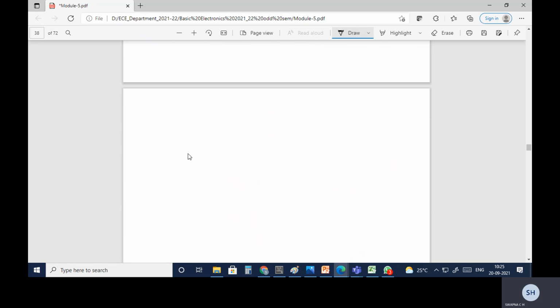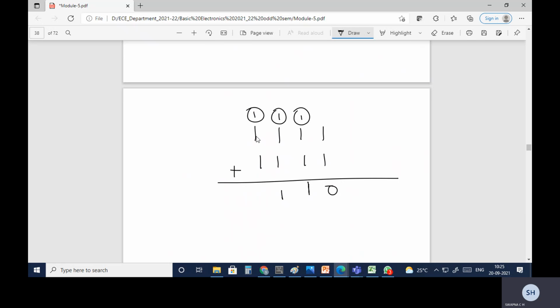As an example, we'll see one more. Let me take all ones together and add all of them. 1 plus 1 is 10, so 1 here and 0 here. 1 plus 1 is 10, 10 plus 1 is 11. So 1 I'll write here and the other one here. 1 plus 1 is 10, 10 plus 1 is 11. So sum I'll write here and carry here. Again 1 plus 1 is 10, 10 plus 1 is 11. So this is the sum of the two given binary numbers.